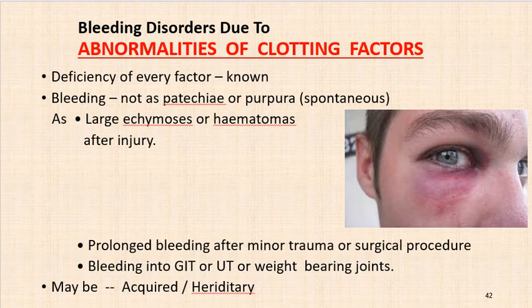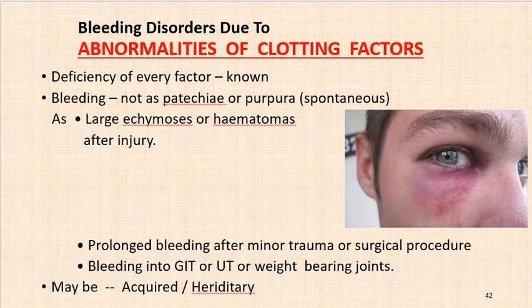Well, we take bleeding disorders due to abnormalities of clotting factors. The abnormalities of clotting factors can also lead to abnormal, excessive, prolonged bleeding. The deficiency of every factor is known in the literature, and the bleeding due to abnormalities of clotting factors does not occur in the form of petechiae or purpura.